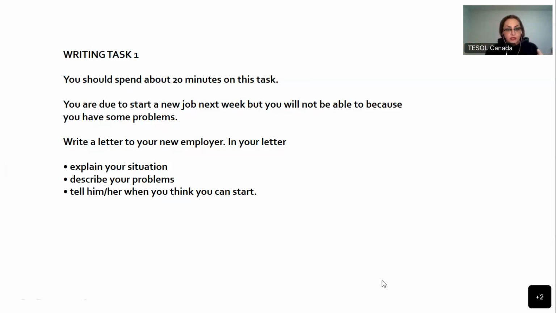But in informal, you just write your first name, okay? Because it's like writing to your friends or colleagues.